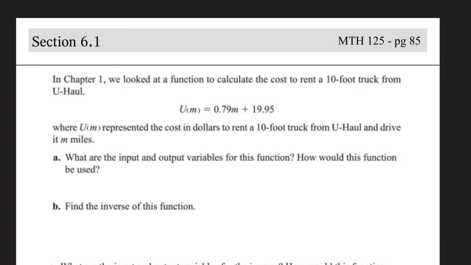In chapter 1, when we looked at a function, we calculated the cost to rent a 10-foot truck from U-Haul. And here's the equation for it. U of m equals 0.79m plus 19.95. They ask what the input and output variables are. Hopefully for input you're thinking miles, and for output you're thinking cost of U-Haul. And they're asking you to find the inverse of this function.